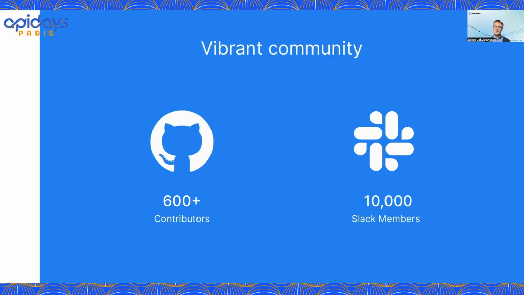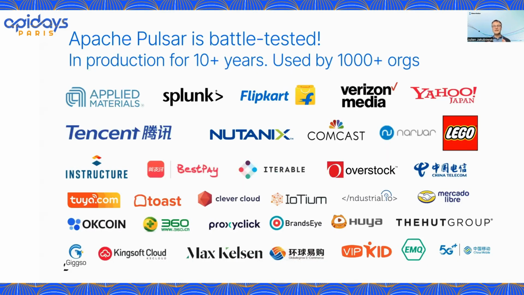Some data on the Pulsar open source community. There are more than 600 contributors to Pulsar, and there are more making contributions to the ecosystem surrounding Pulsar. And you can discuss with the community on Slack. The number of Slack members has reached 10,000, so so many people can help you. Additionally, there are now thousands of organizations using Pulsar. And it's worth mentioning that Pulsar has been in production for over 10 years now. This means that it's battle tested. It's proven to be robust and mature.